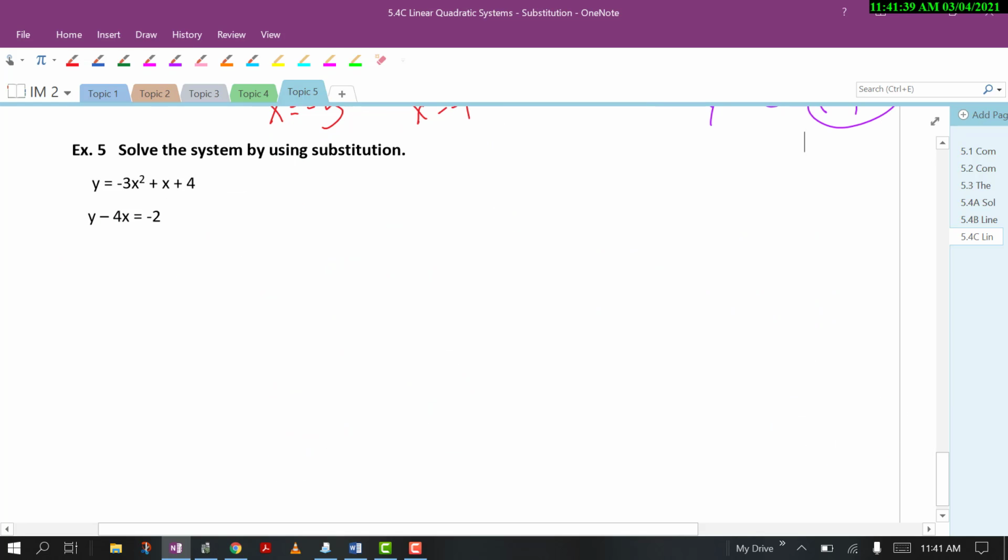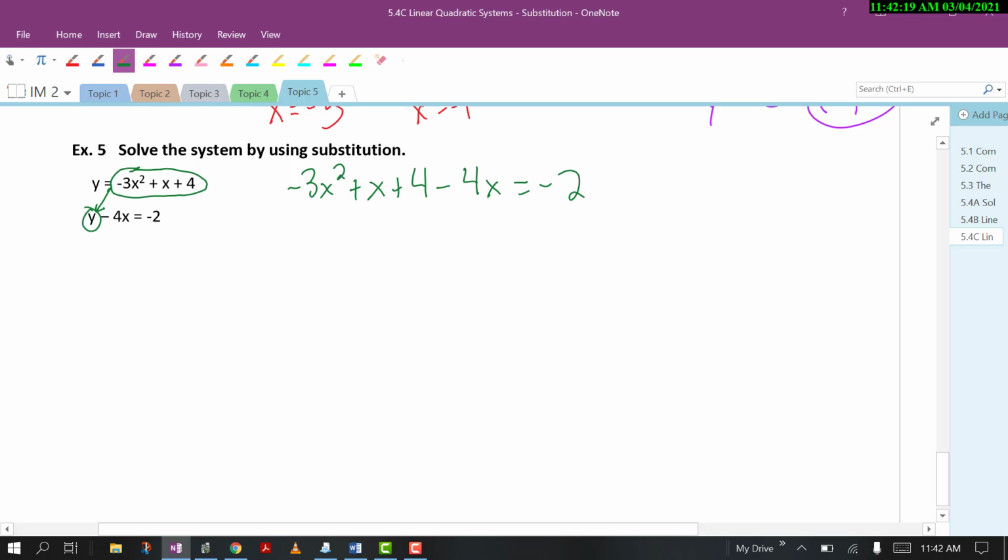Our last example here, we're going to plug this in for that y. Because negative 3x squared plus x plus 4 is y. It's equal to y. So we're going to replace y with what it's equal to. And what we end up getting is negative 3x squared plus x plus 4, that's our y, minus 4x, which was already in the equation, equals negative 2.